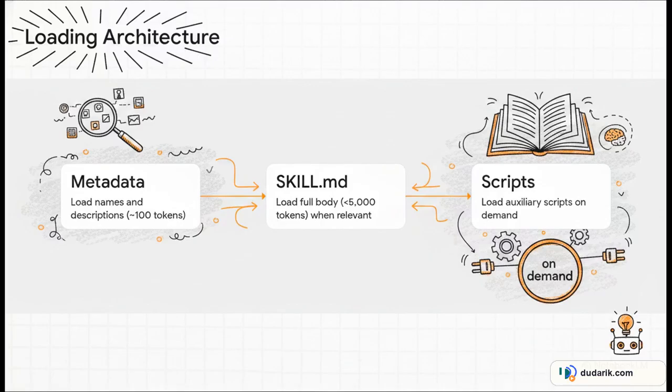That's tiny, like 100 tokens per skill. It's only when the agent realizes, hey, this specific skill is actually relevant to the prompt right now, that it loads the full SKILL.md body, which is usually under 5,000 tokens. And any extra scripts, those only load purely on demand. So you're only pulling in the heavy context when you absolutely need it.